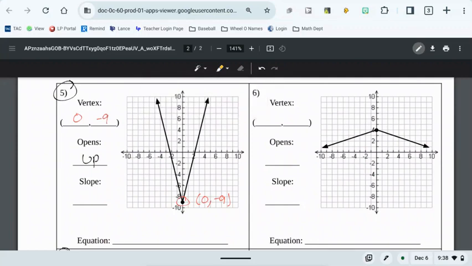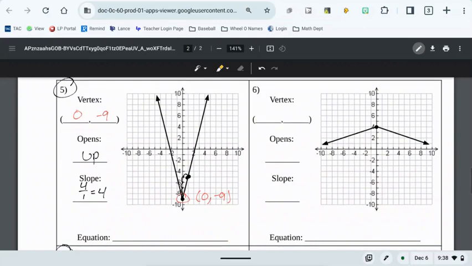Now this time we have to find another point to count for our slope, right? We need 2 points. So this point looks good right here. It means we're going to go counting up 1, 2, 3, 4. So we're counting up 4. We're going to the right 1, which means our slope is 4.